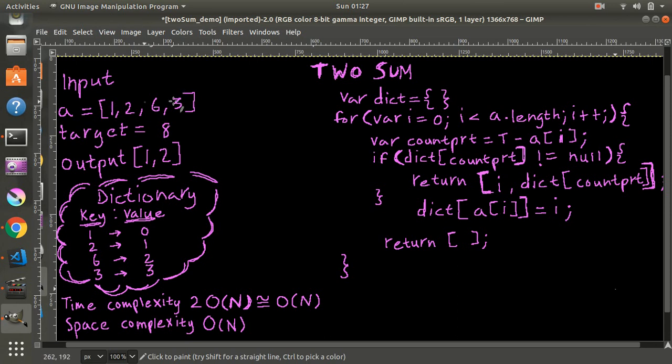And that's basically what it is. In case we don't find, like I said, any pair of 2 numbers adding up to the target, then we simply return an empty array. And the order of the index numbers, whether you put dictionary of counterpart, comma, i, or vice versa, doesn't matter. The order of the indexes that you return doesn't matter. Now the time complexity approximates to O of n, and so does the space complexity. So let's run the same code on LeetCode.